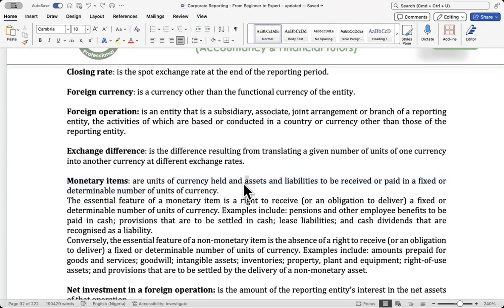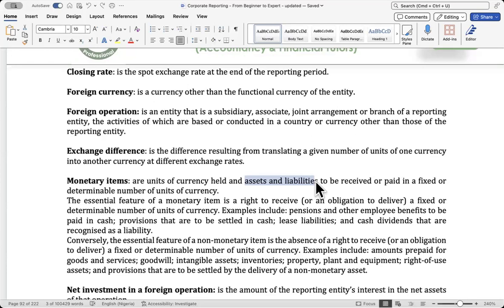And when you have assets or liabilities that you have to receive, in the case of assets, or pay, in the case of liabilities, in a fixed or determinable number of units of currency, so you know how much you're expecting to collect in cash, that is a monetary item. If you have an asset like a trade receivable, it is a monetary item because you know how much you're going to receive in cash.